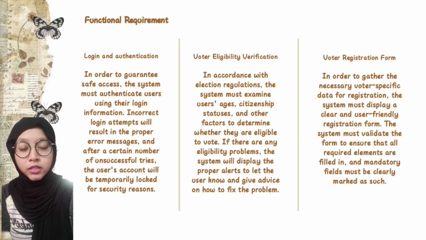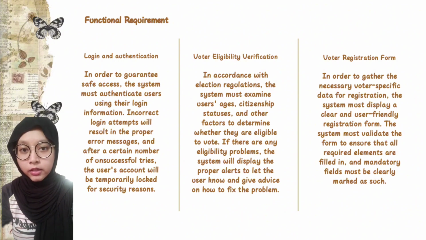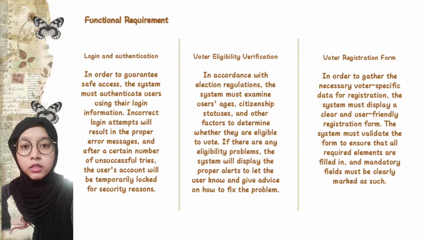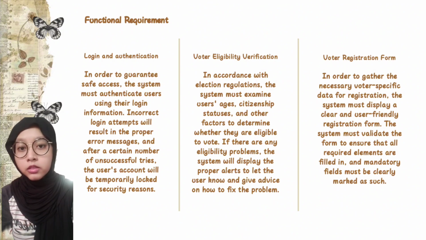The first one is login and authentication. In order to guarantee safe access, the system must authenticate users using their login information. Incorrect login items will result in the proper error message, and after a certain number of unsuccessful tries, the user's account will be temporarily locked for security reasons.